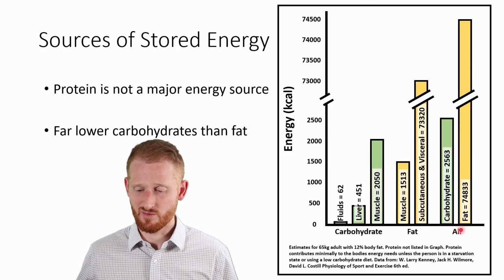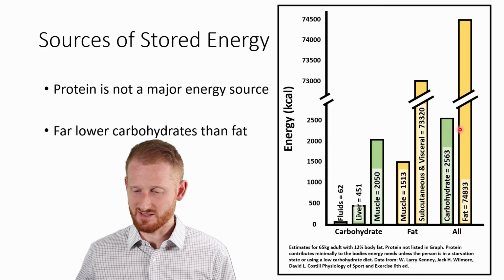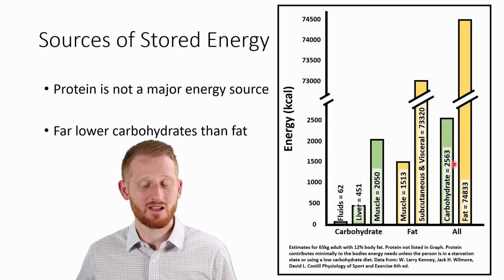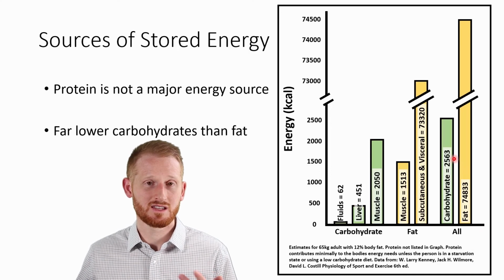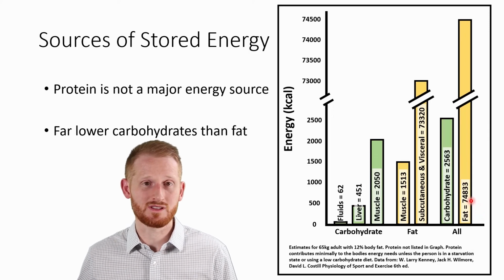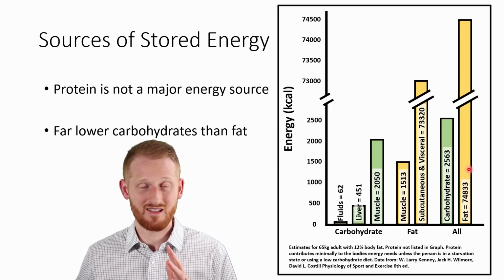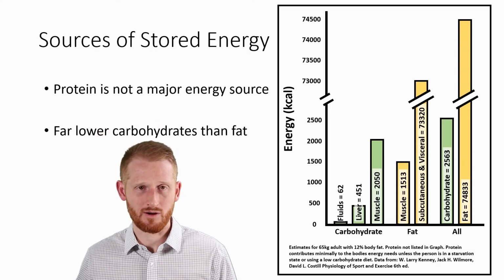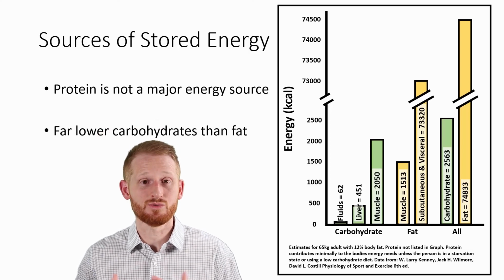All right, so if we put all the carbohydrate sources together, so all of these, and all the fat sources together, so these two, we end up with around 2,563 kilocalories worth of carbohydrates stored in the body, and around 74,833 kilocalories worth of fat stored in the body. So we have far, far more fat than we have carbohydrates in our body that we can use for energy.